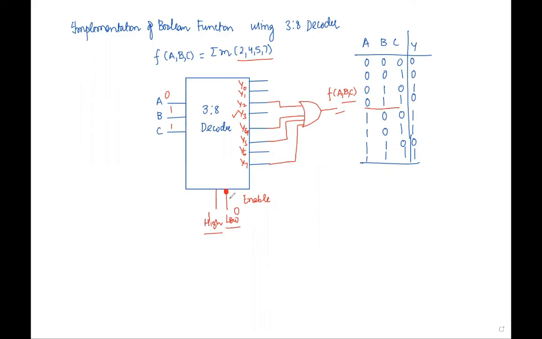So in this way, you can implement any Boolean function using a 3:8 decoder, provided the number of variables is 3. If it is 4, then a 4:16 decoder is to be considered. So that's all as far as these questions are concerned. Now we will be discussing some other questions corresponding to that. In that series, we will be discussing one more question. Just wait.